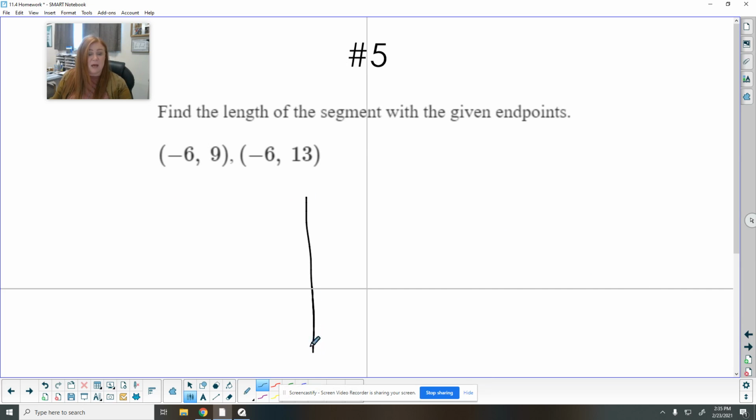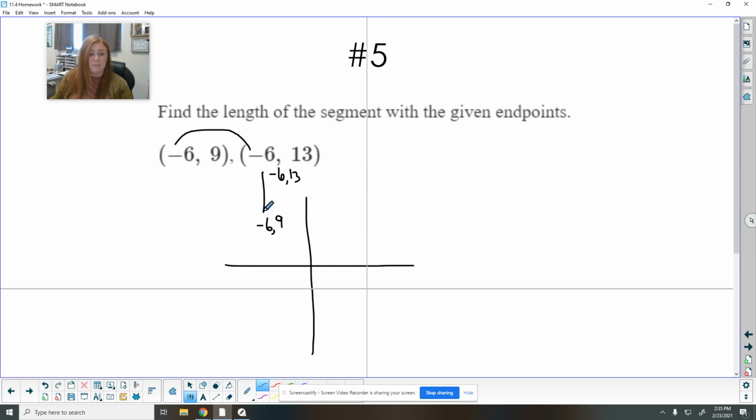Here it helps you to draw it out. So negative 6, up 9. And this time we're going negative 6, 13. So this is negative 6, 9, negative 6, 13. So this time our X's are the same. They both went over the same distance. So we need to find this length here.